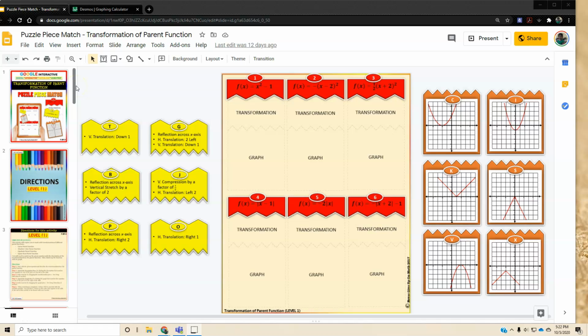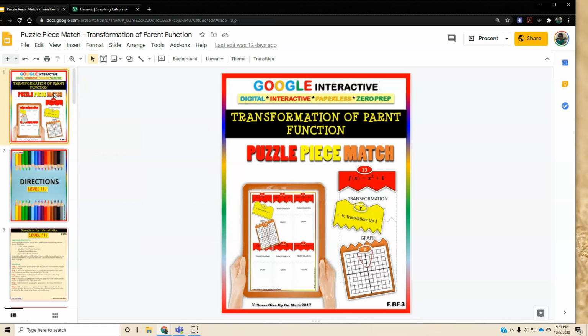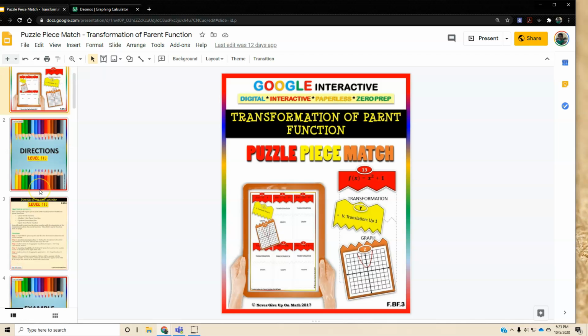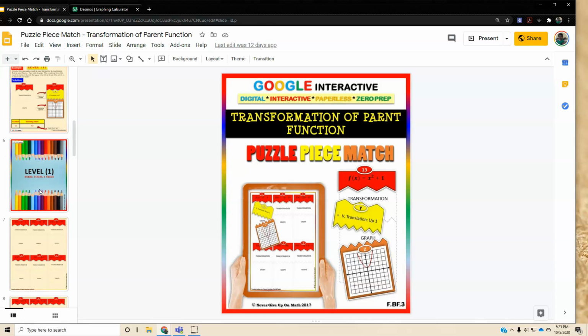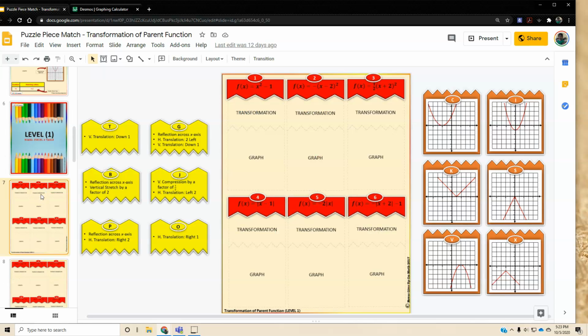What I'm going to go ahead and do with you is that puzzle piece match activity. This was given to you the week that I was out. So I'm going to go ahead and show you example problems from slide 7. And you notice you have transformation in graph. This one says f of x equals x squared minus 1.